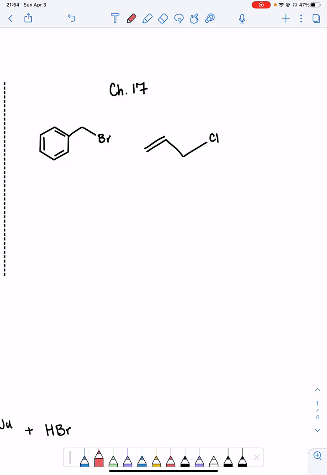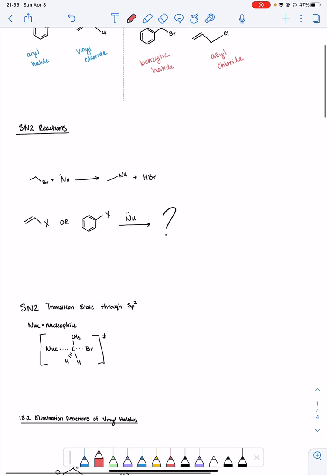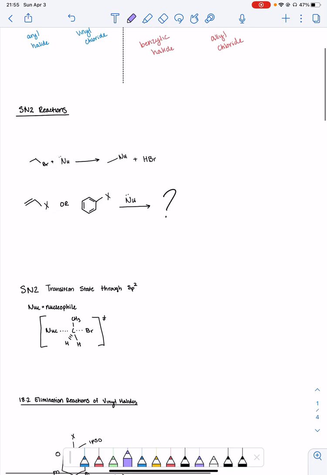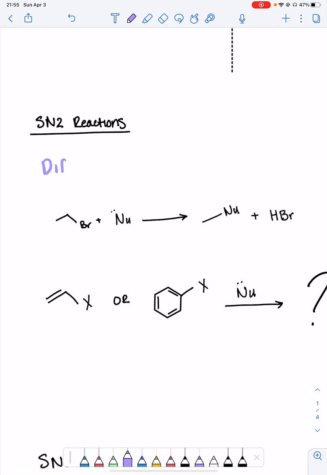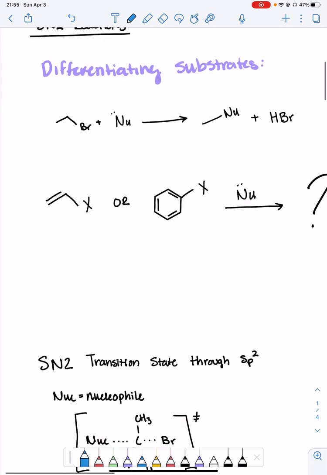In chapter 17, we have an example of a benzylic halide and an allyl chloride, if I can spell. And so then we moved on into SN2 reactions and differentiating substrates. We are going to focus on alkyl halides, which are right here.